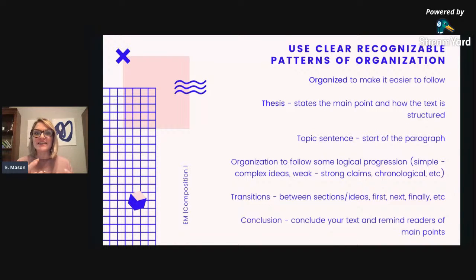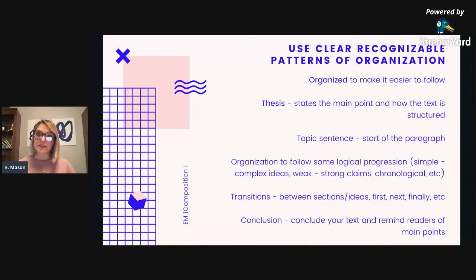Transitions. These go between sections and ideas. Those are words like first and next and finally, those kinds of words. Those are things that a reader expects to tell sequence and to tell some kind of organization.